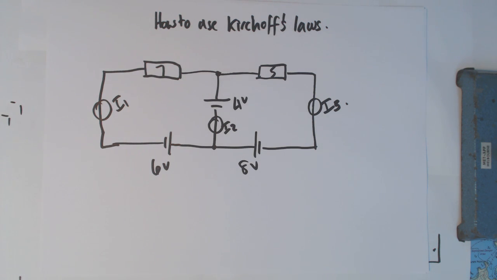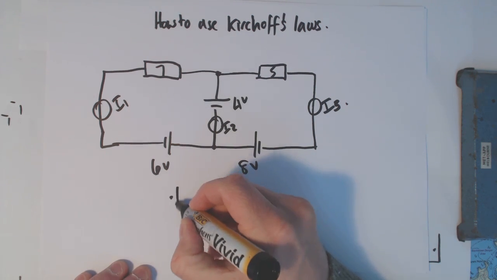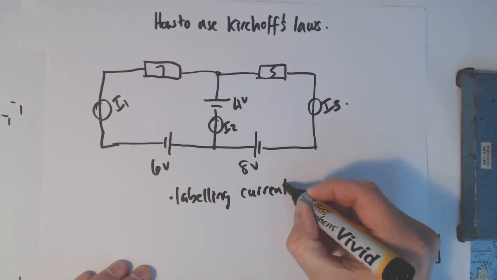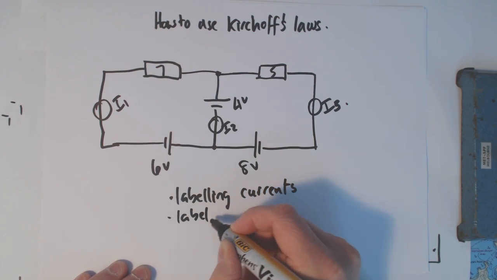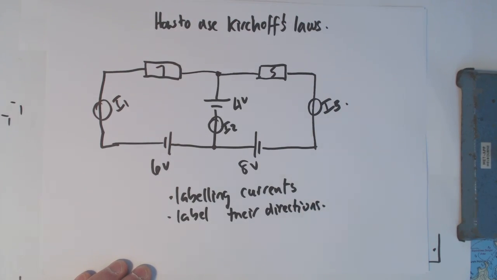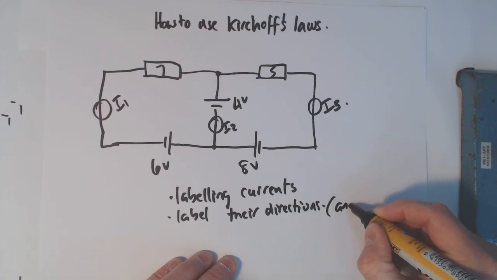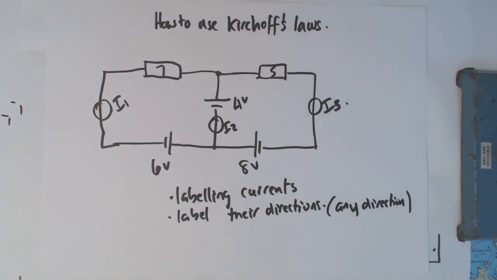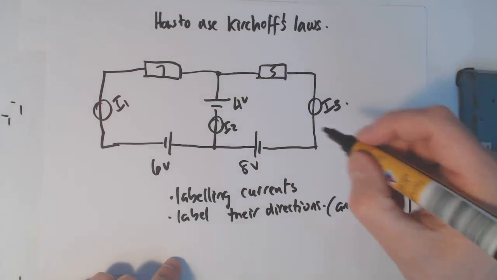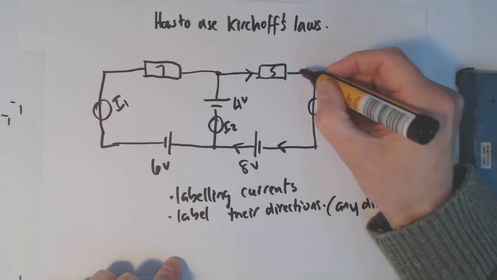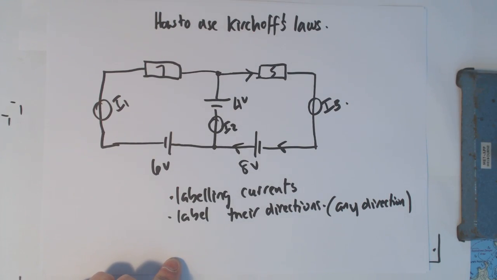Now, we need to label their directions. So we start by labeling currents. Label their directions. Right? And you say, but I don't know which way they go. Doesn't matter. Any direction. So it's good to go with something that makes a little bit of sense. So I'm going to say that I3 goes this way, which means it goes that way. Right? And I'm going to say I2 goes this way.